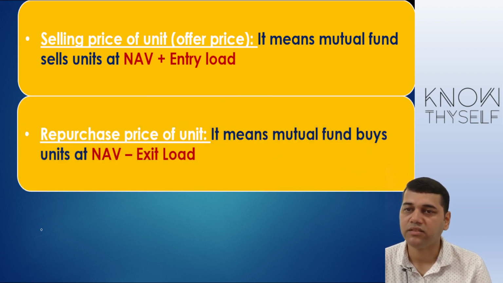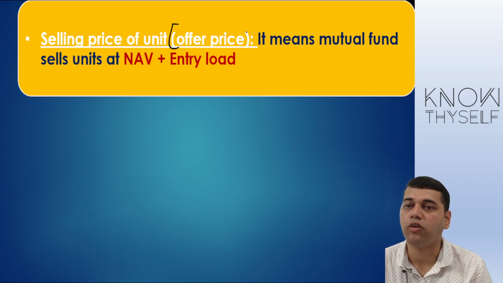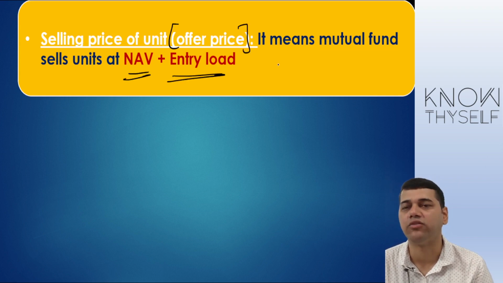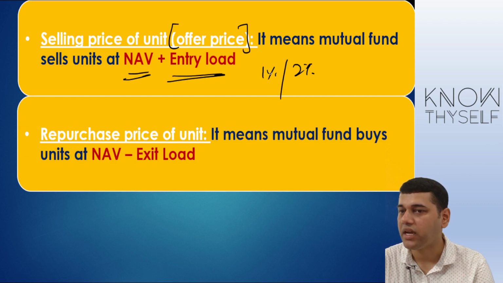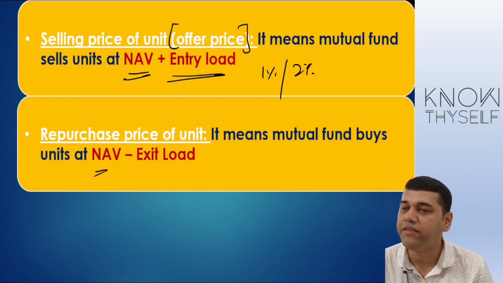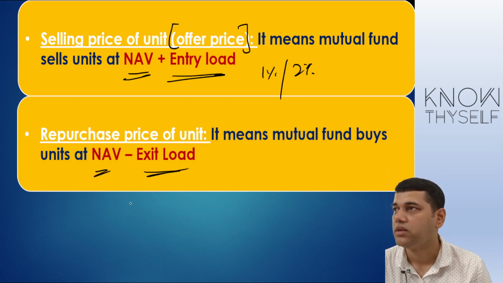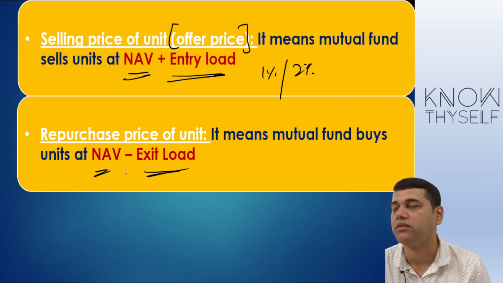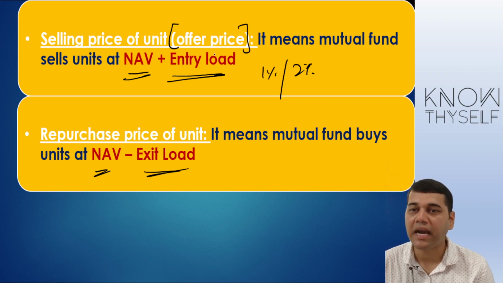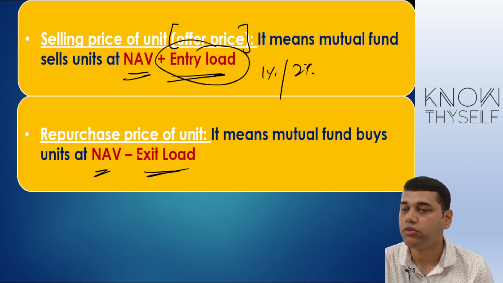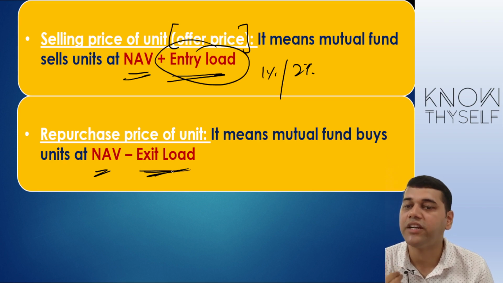Now the selling price of a unit is called an offer price. At what price do you sell? The mutual fund sells at NAV plus an entry load, some 1% or 2% load that I charge. It's called an entry load. And suppose you don't want the units and I give you money back, at what price? NAV minus exit load. It's the same as in Forex, where commission is charged. If you want to buy, I will add my commission. If you want to sell your units to me, I will deduct my commission and pay.